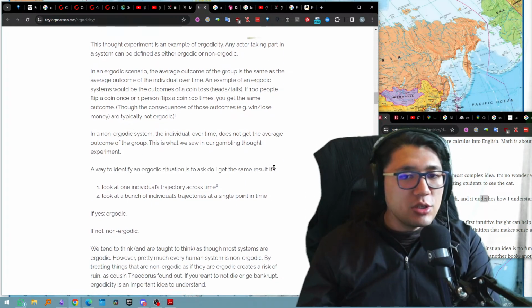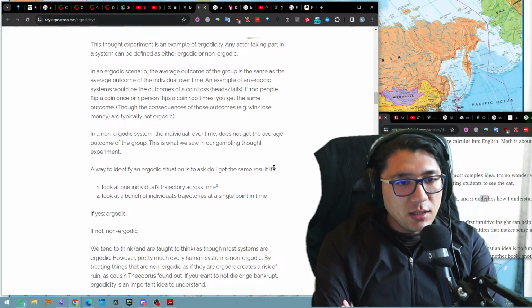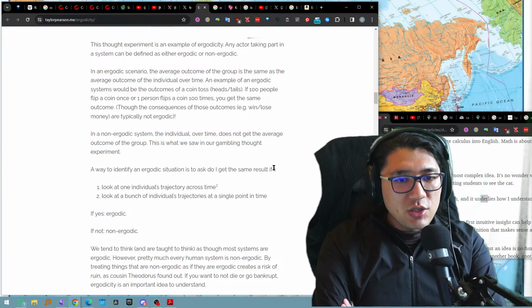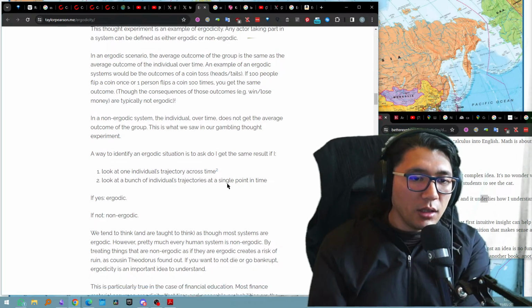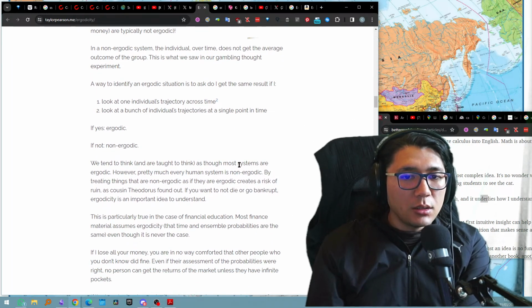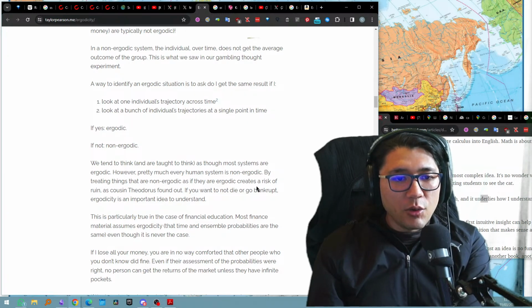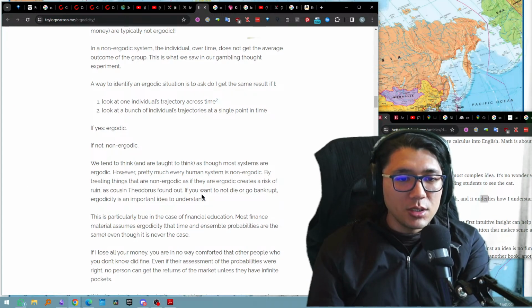A way to identify an ergodic situation is to ask, do I get the same result if I: one, look at one individual's trajectory across time, and two, look at a bunch of individual trajectories at a single point in time? If yes, ergodic. If not, non-ergodic. We tend to think, and are taught to think, that most systems are ergodic. However, pretty much every human system is non-ergodic. Treating things that are non-ergodic as if they are ergodic creates a risk of ruin, as cousin Theodorus found out. If you want to not die or go bankrupt, ergodicity is an important idea to understand.